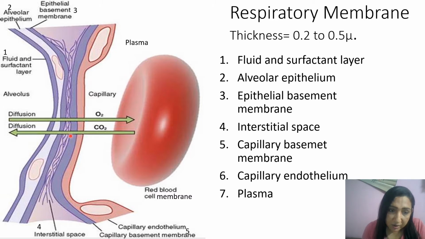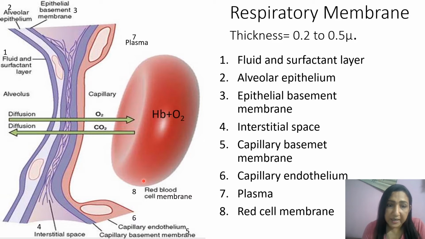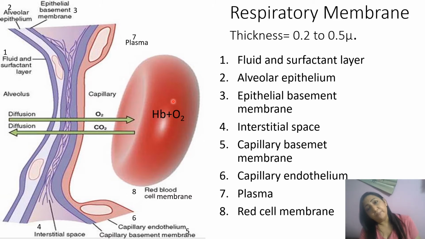And the oxygen, after coming from the alveoli, comes first to the plasma, then it goes to the red cell membrane. It has to cross the red cell membrane. After going inside, it will bind with hemoglobin and form oxyhemoglobin. So this is a very important part of pulmonary gas exchange.